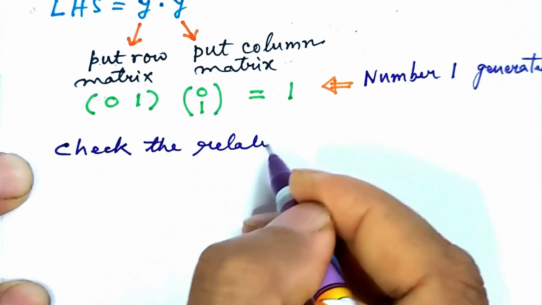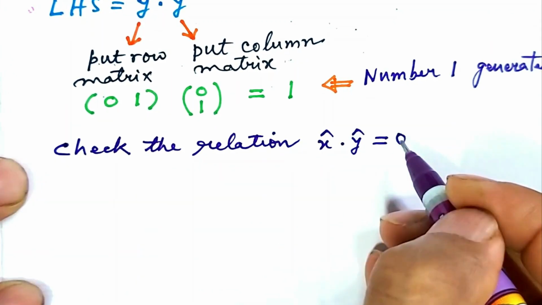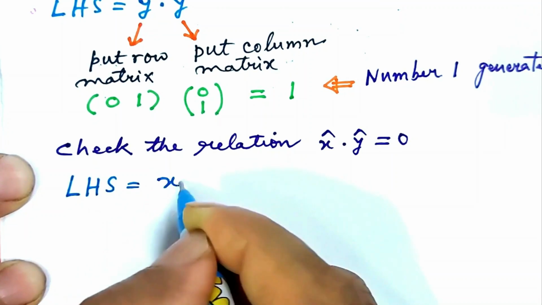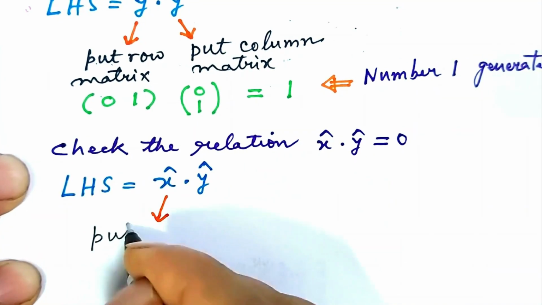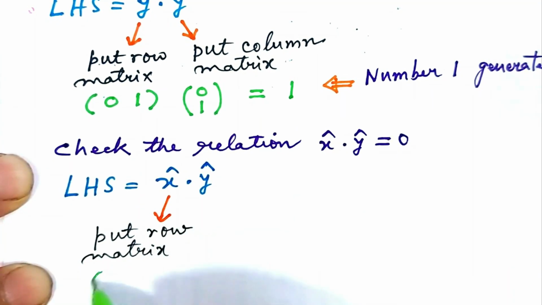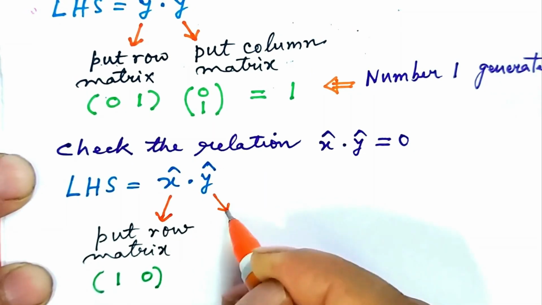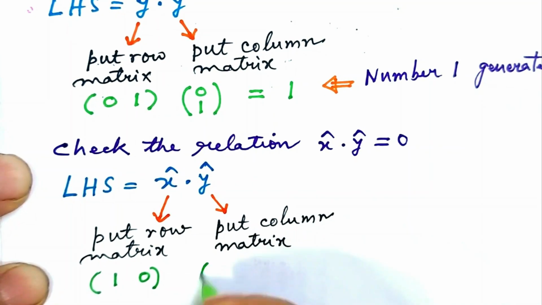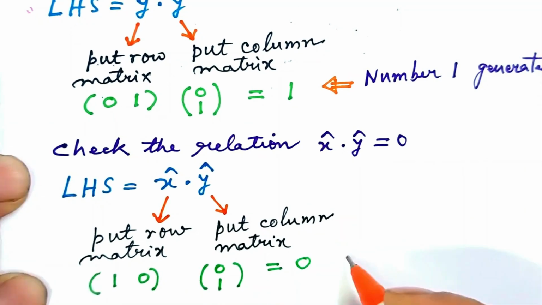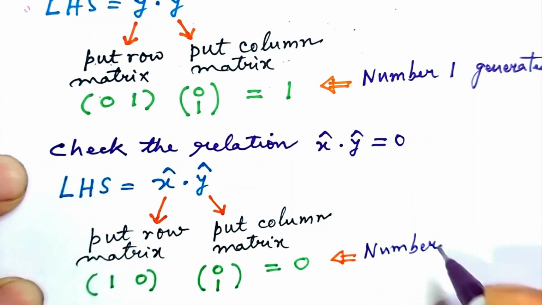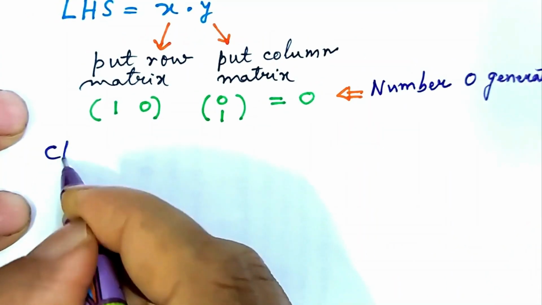Consider x hat dot y hat equal to 0. Consider the left hand side x hat dot y hat. Put row matrix 1, 0 for x hat and put column matrix 0, 1 for y hat. Product gives 0, so the number 0 is generated.